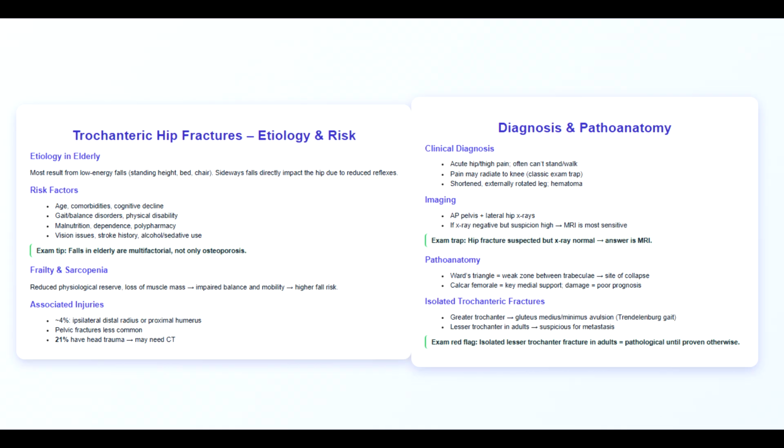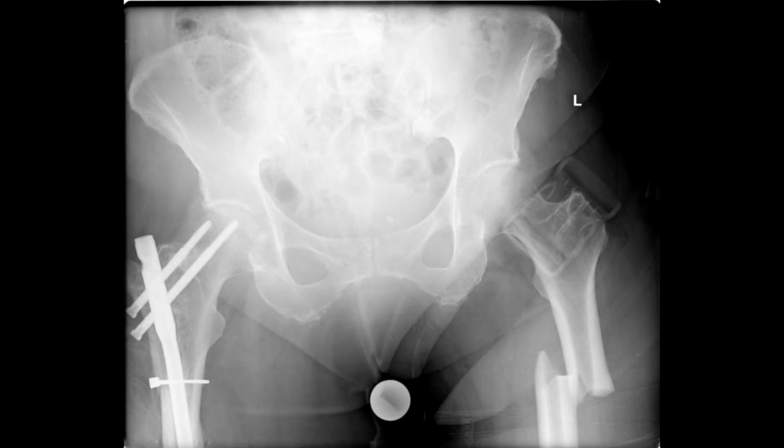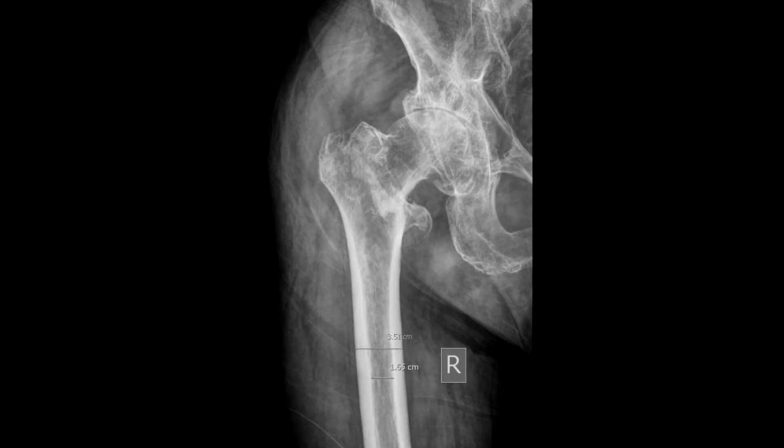Radiographic evaluation is fundamental. The standard includes an anteroposterior pelvic X-ray and a lateral hip X-ray. Both hips should be imaged for comparison. The AP pelvis helps determine varus alignment, reduction quality, and sometimes reveals associated pelvic fractures. The lateral view shows displacement or angulation, which is crucial for surgical planning.